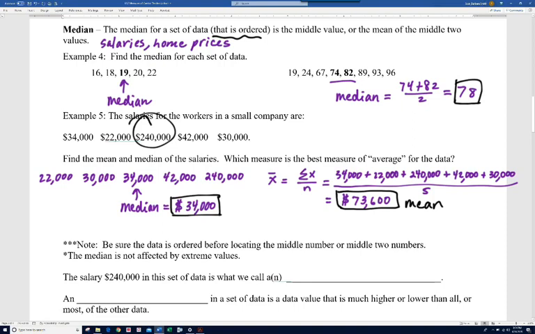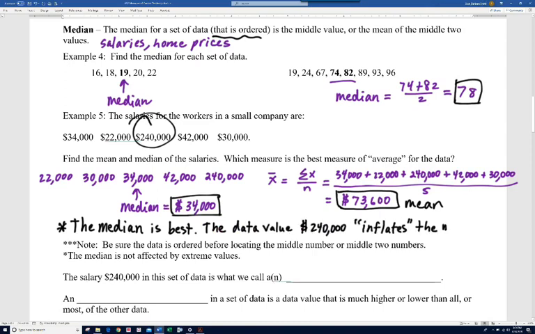And by the way, if you told your friend, hey, come work at my place, the average person makes $73,600, wow, I think I might be interested in that. That's a decent salary. Whereas if you told them $34,000, that's less than half. So it certainly makes a difference here. So the median is best, and the data value 240,000 is inflating the mean.